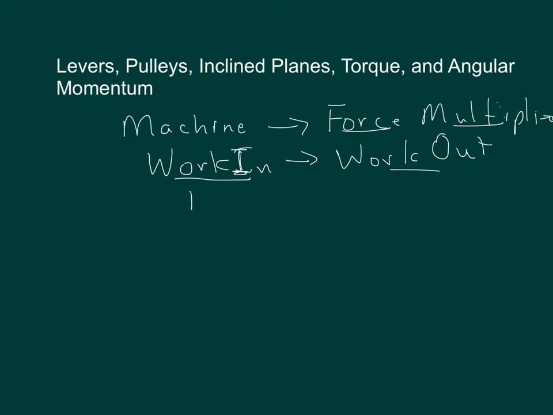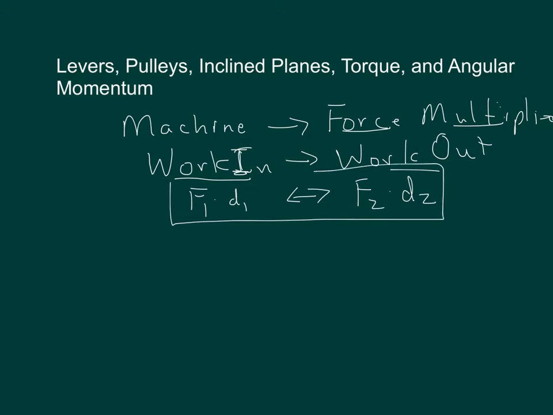Remember when we talked about work before, we said work is the force times distance. So the work in, force 1 times distance 1, would have to be the work you got out, force 2 times distance 2. And that is the whole idea and concept behind a machine, and also behind the entire concept of levers, pulleys, inclined planes.